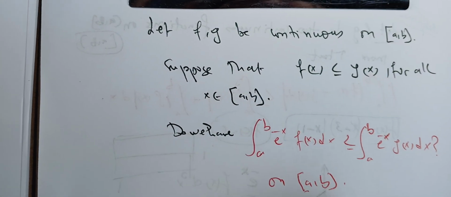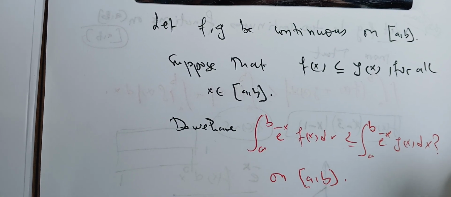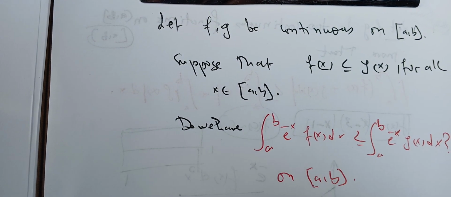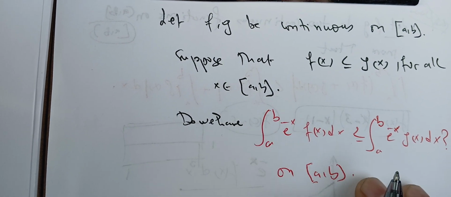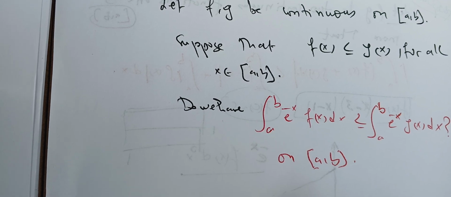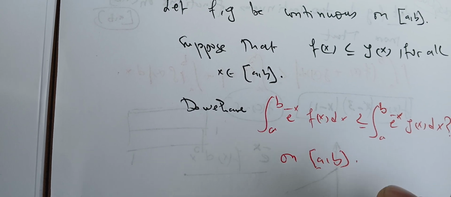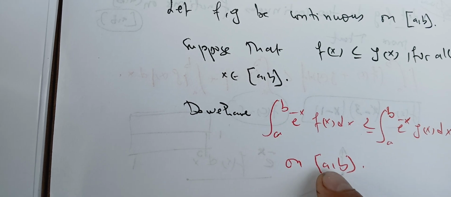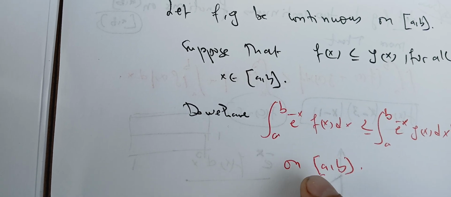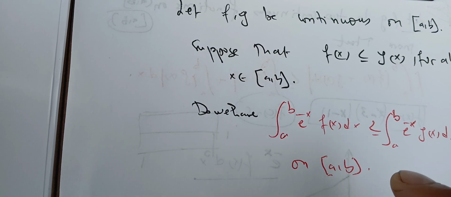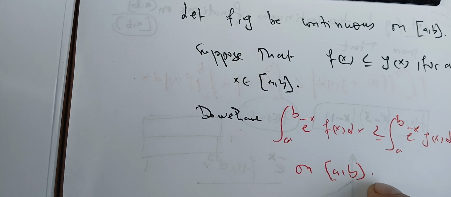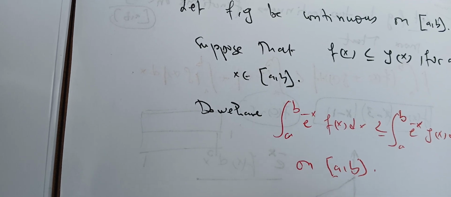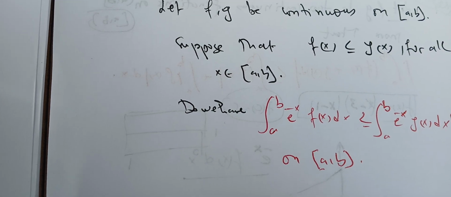In this problem, we're going to have two functions, f and g, continuous on [a, b]. We're also going to assume that f is less than g on this interval. The question is: is the integral of e to the minus x times f of x between a and b less than the integral of e to the minus x times g of x between a and b on this interval?